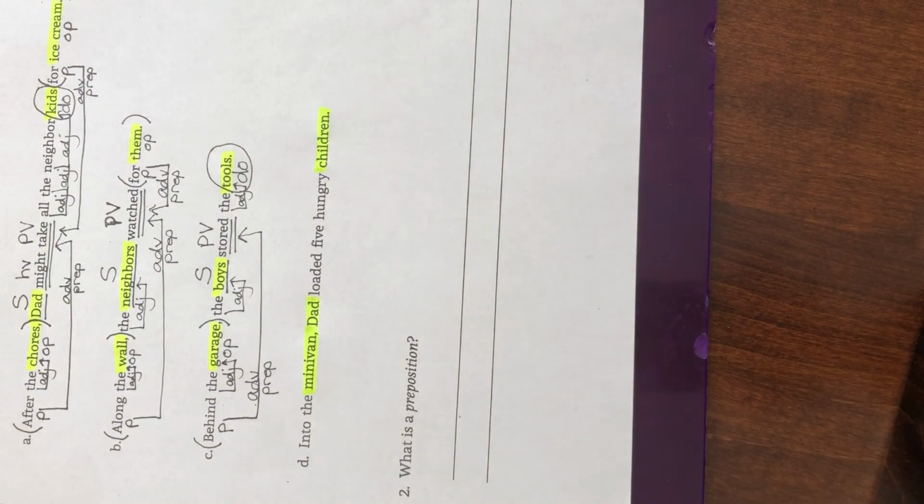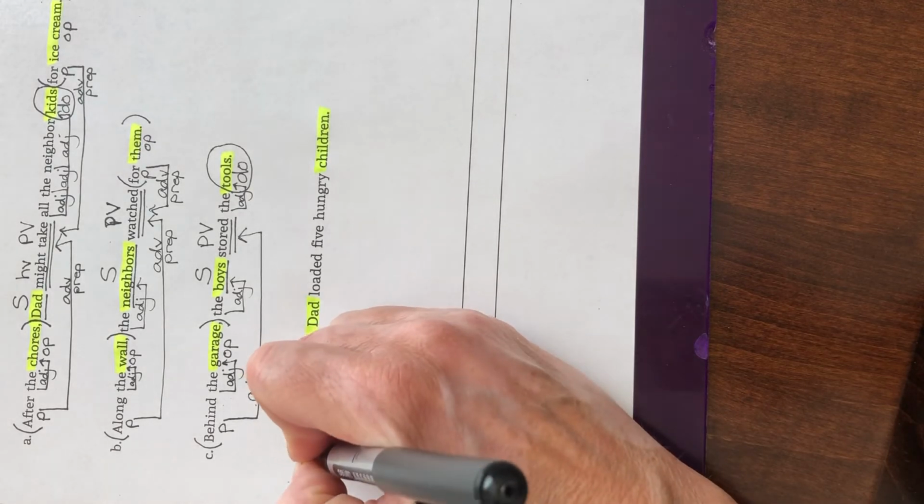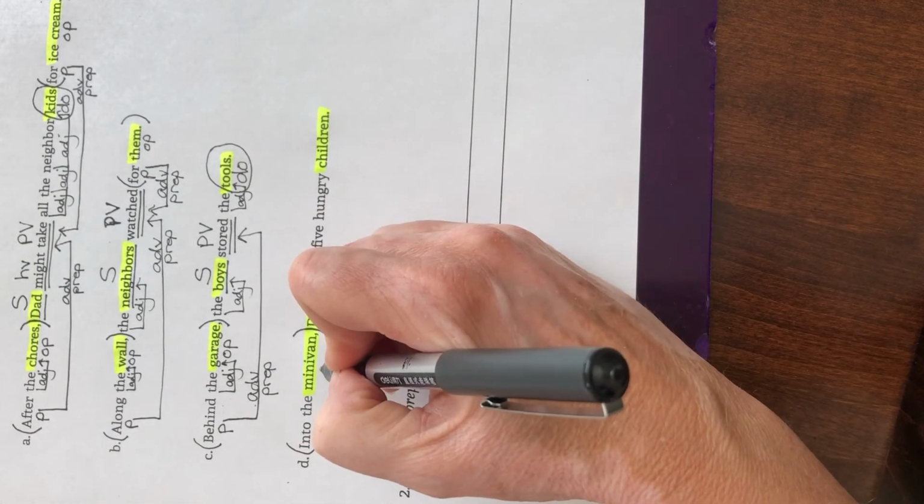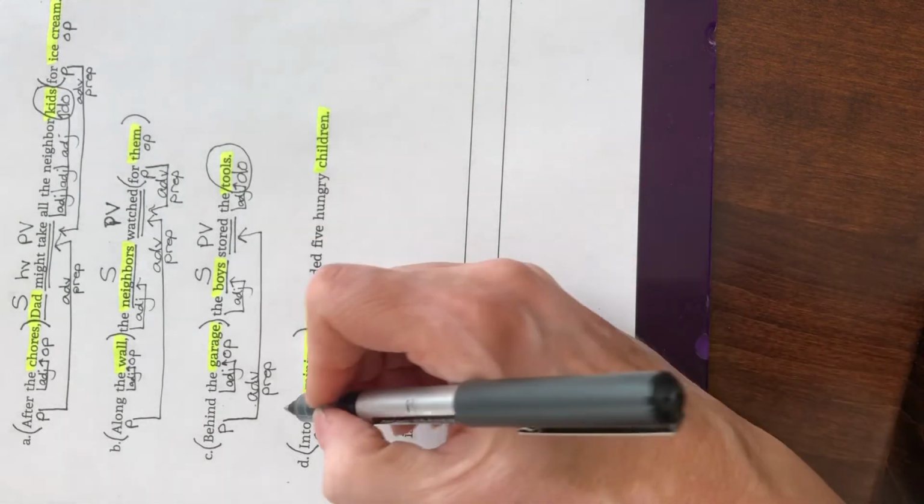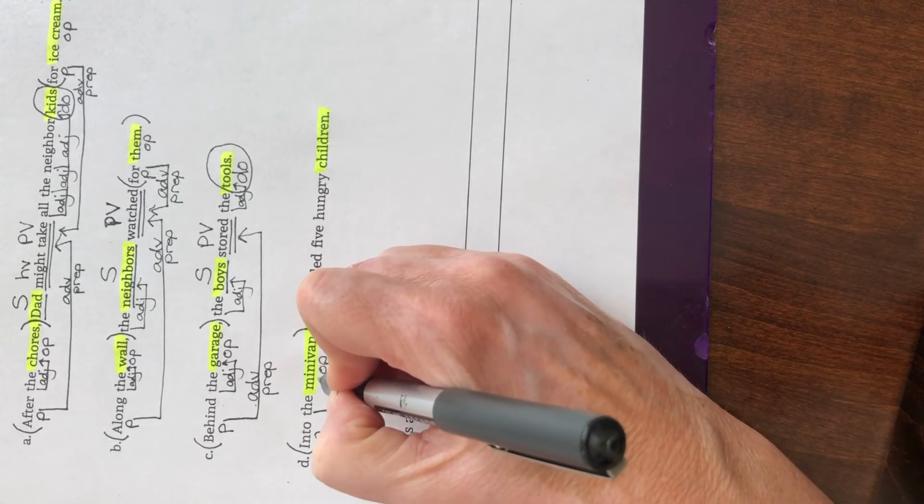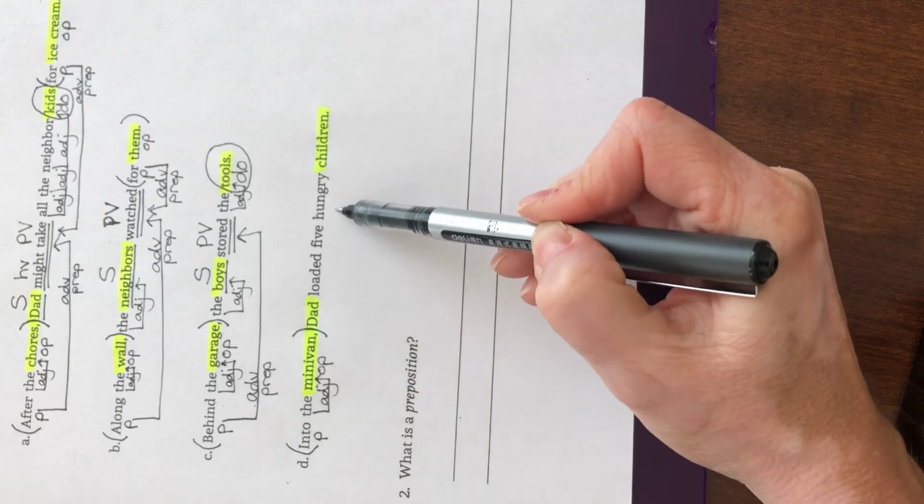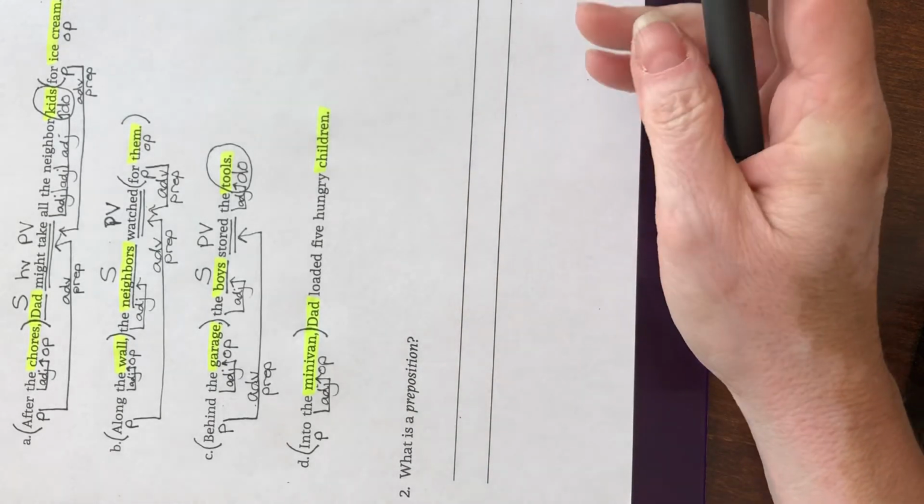Let's check your work. Into the minivan, Dad loaded 5 hungry children. Order of analysis: phrases, clauses, principal elements, then modifiers. Are there any prepositional phrases in this sentence? Yes. Into the minivan. Prepositional phrase. Into, preposition. Into what? Minivan, object of the preposition. Which minivan? The minivan. Adjective, because it modifies the noun. Are there any other prepositional phrases? Dad loaded 5 hungry children. No more prepositions, that's all straight.